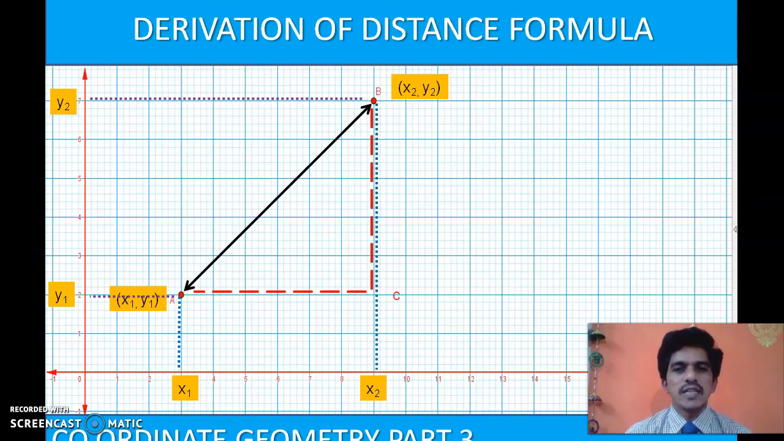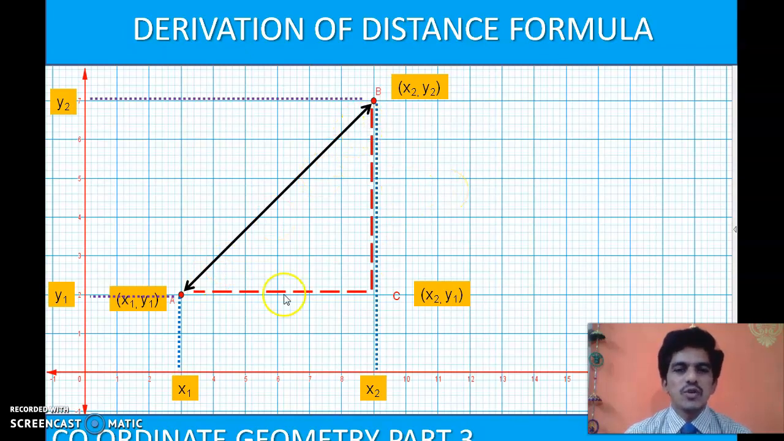Now suppose the intersecting point of these two lines is C. Now we have to write the coordinates of point C. What is the x coordinate of C? You can see it very clearly. The x coordinate of C is x2 and the y coordinate is y1. So the coordinates of C are x2 and y1. Now here our aim is to calculate the distance from A to B.